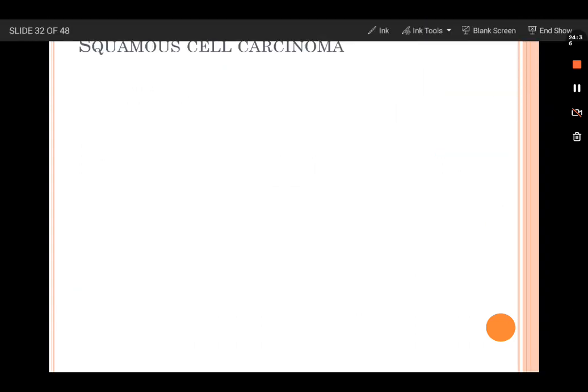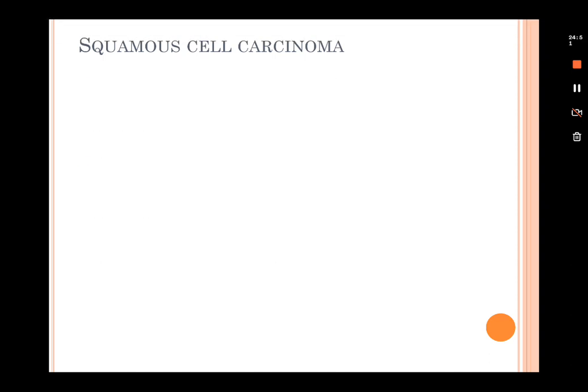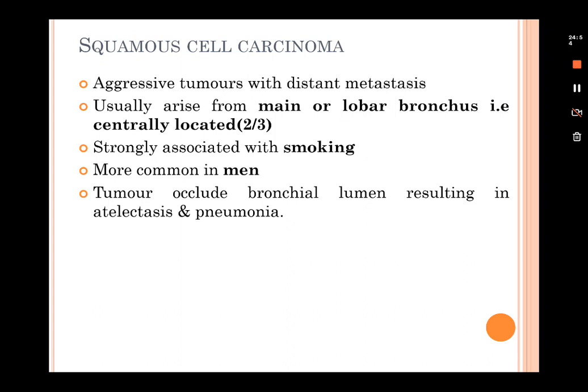Now coming to the most aggressive of the types, which is the squamous cell carcinoma. We've discussed the adenocarcinoma and the patterns seen in it, now we're coming to the squamous cell carcinoma, and then we'll discuss the small cell carcinoma. After that, I've tried to keep it very brief. It's an aggressive tumor with distant mets. It usually occurs in main or lobar bronchi, that is, centrally located. This was an older view, that it is only seen in the central location, because these days squamous cell carcinomas have started to occur in the periphery, just like the adenocarcinoma. There is a strong association with smoking, it is more common in men, and it can have infections. Pneumonia can also occur, and atelectasis, which is complete collapse of the lung, can also happen.